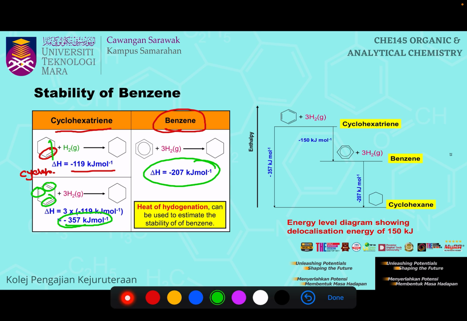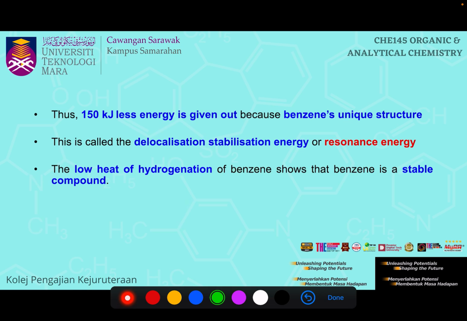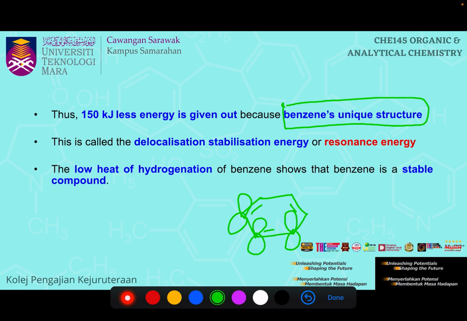So why does that happen? It is due to benzene's unique structure. As you remember, we have the benzene, and then we have the delocalization of pi orbitals. I hope you still remember this from the first video. Because of this delocalization, stabilization energy or resonance energy, the low heat of hydrogenation of benzene shows that benzene is a very stable compound.